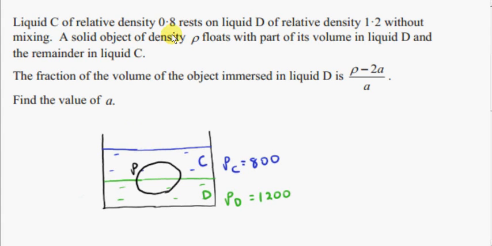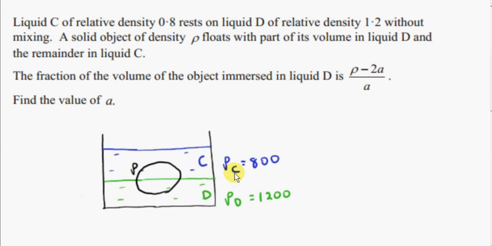Liquid C of relative density 0.8 rests on liquid D of relative density 1.2 without mixing. A solid object of density ρ floats with part of its volume in liquid D and the remainder in liquid C. The fraction of the volume of the object immersed in liquid D is (ρ − 2a) divided by a. Find the value of a.